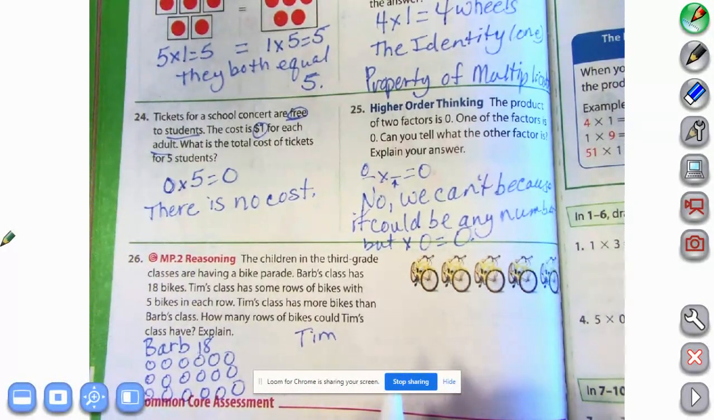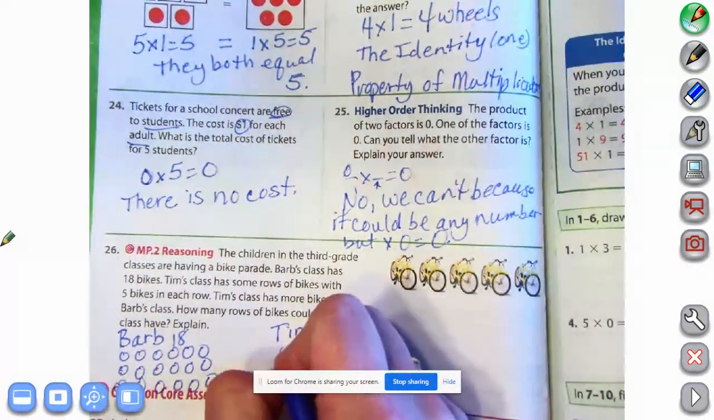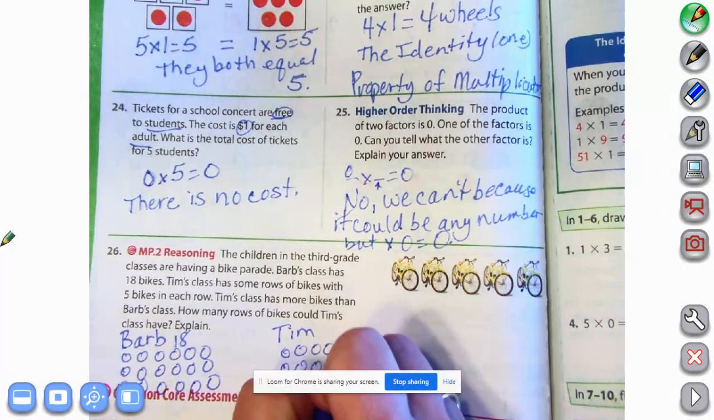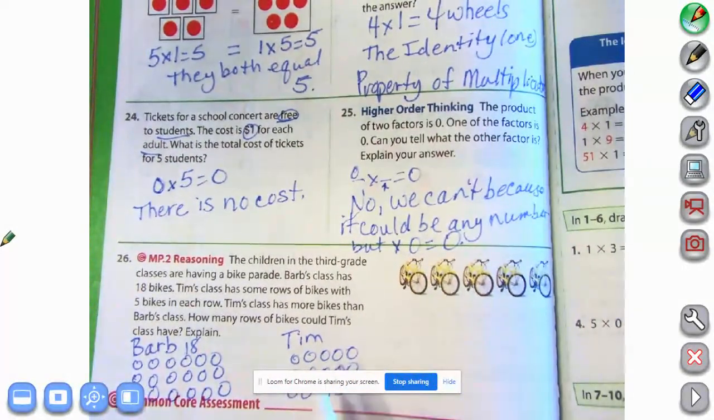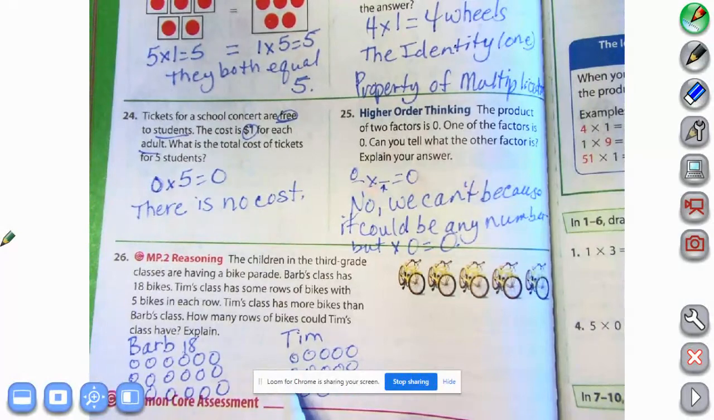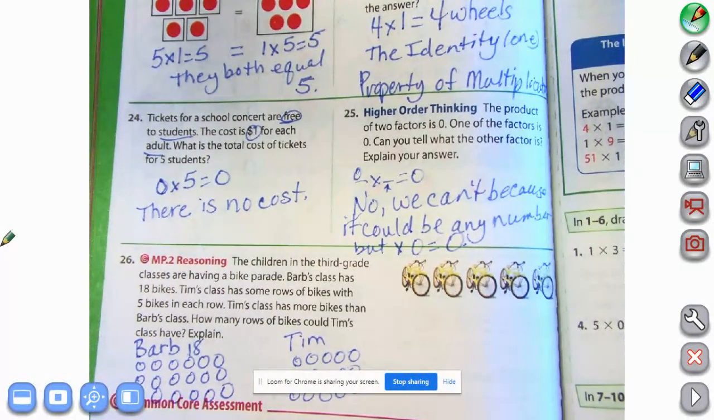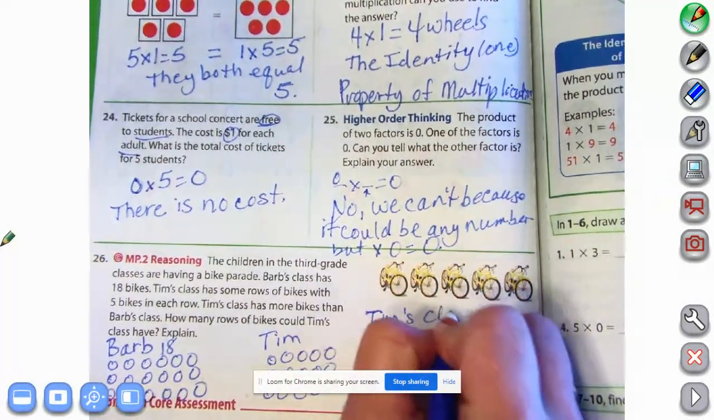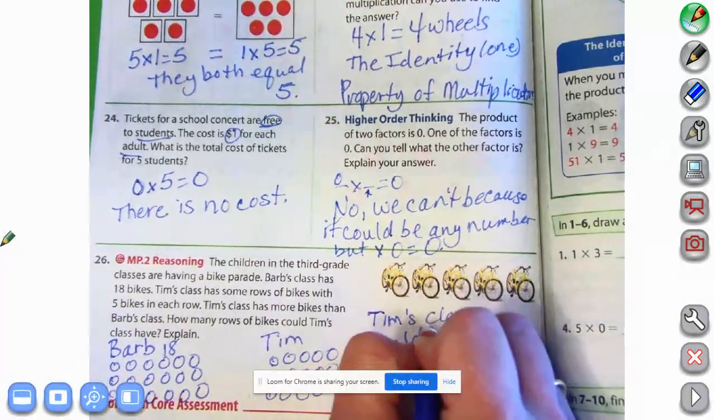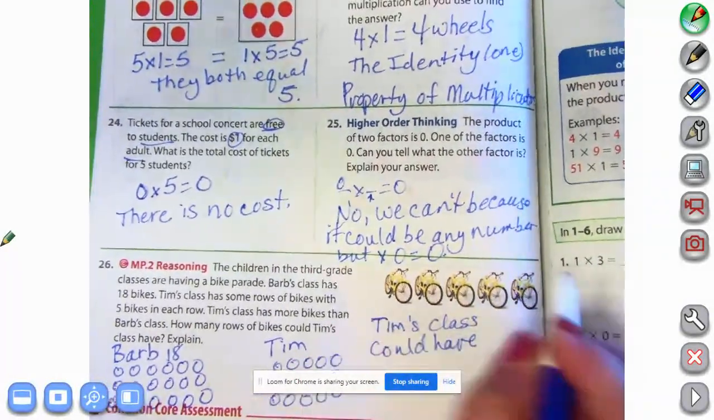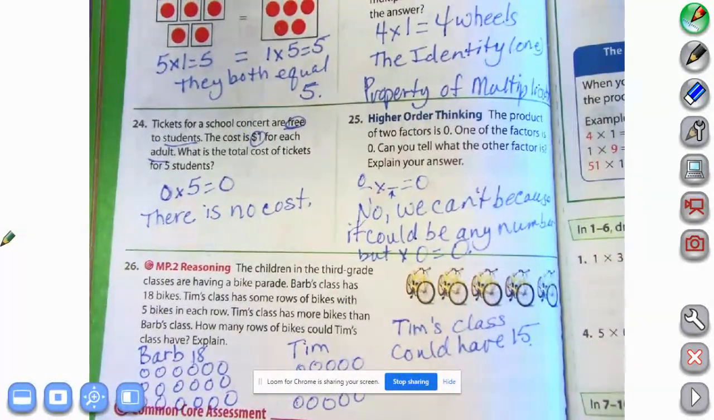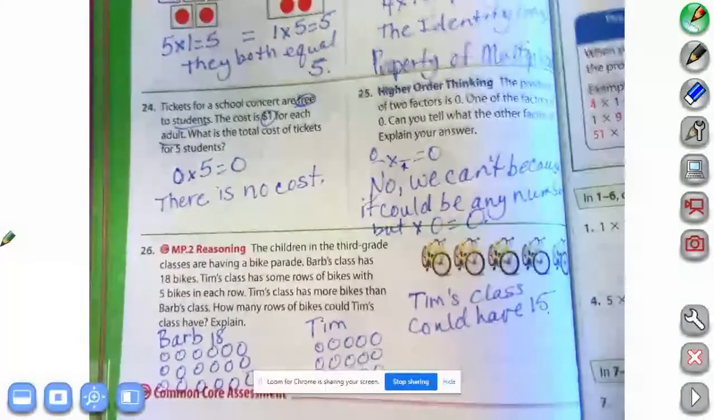How many rows of bikes could Tim's class have? Explain. Okay. So he has 5 bikes in each row. So there are 5 in each row. He'll have 3 rows. It says here, how many rows of bikes could Tim's class have? Tim's class could have 1, 2, 3, 15. Can you see all of that, guys? Let me bring this down here.